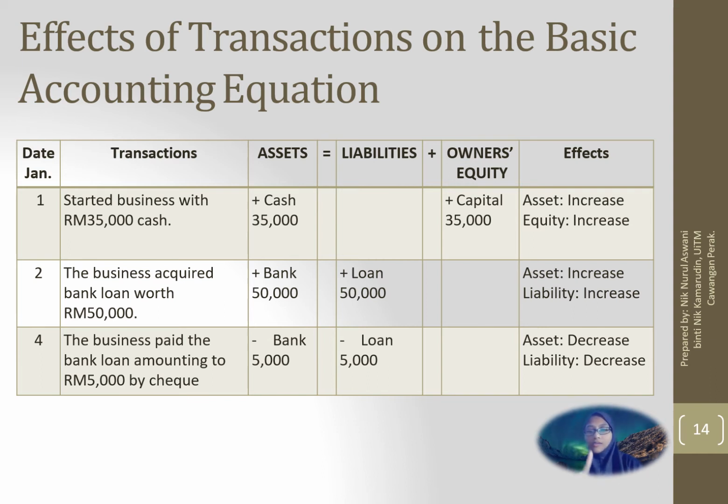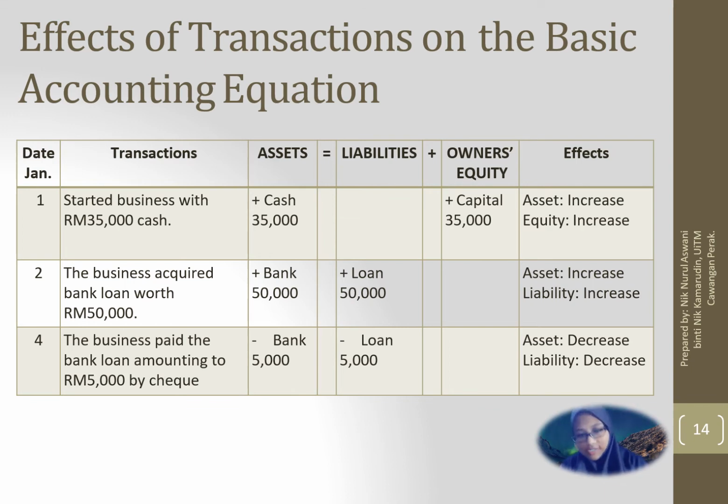Now, the owner brought cash into the business. So what happened to the business? The business received cash, 35,000 ringgit. At the same time, the business has to record the contribution by the owner. The contribution by the owner falls under the category of equity.